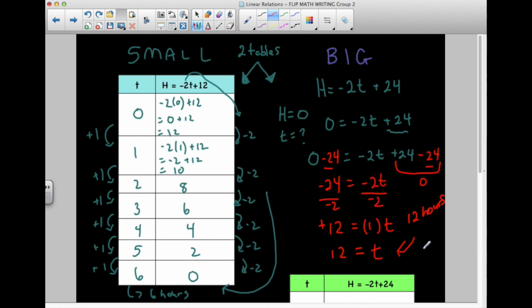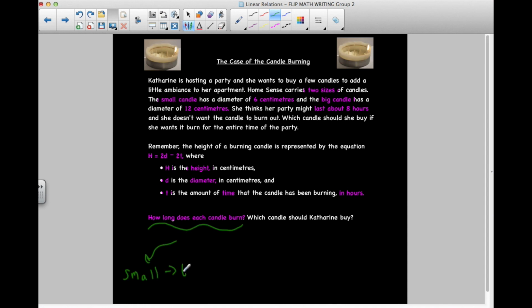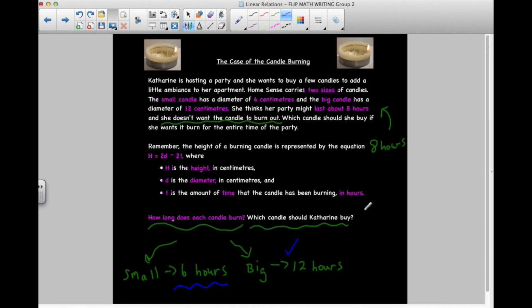Let's revisit the problem. Now we can come back to our original question: how long does each candle burn? From our investigation, we found that our small candle burned for 6 hours, and our big candle burned for 12 hours. Which candle should Catherine buy? Remember, Catherine's party will last up to 8 hours. After we did all this work, we see that our small candle will not burn for the entire length of the party, so we need to buy the big candle. I hope it's easy to see how you can use math to solve real problems.